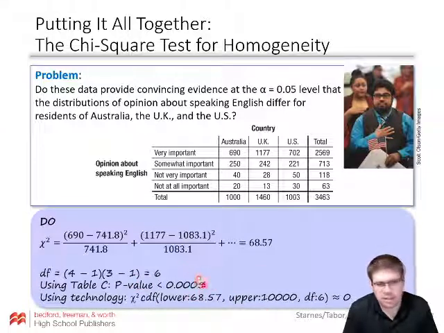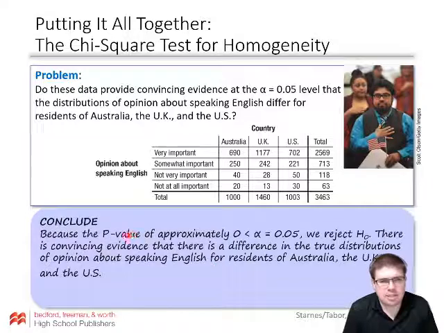Our p-value ends up being less than 0.0005. If we look at our table, it's just a very tiny value. And then we'll show that in the calculator here. Because the p-value of approximately 0 is less than alpha 0.05, we reject the null hypothesis.